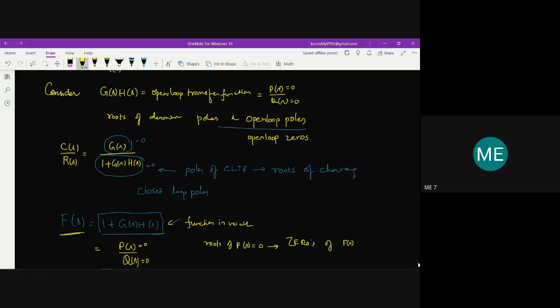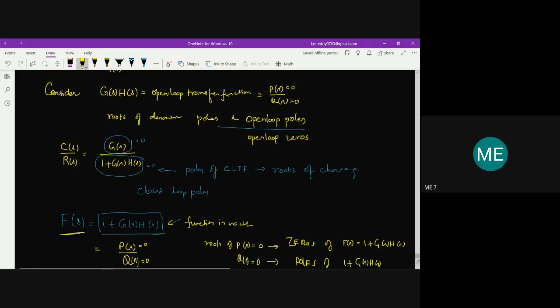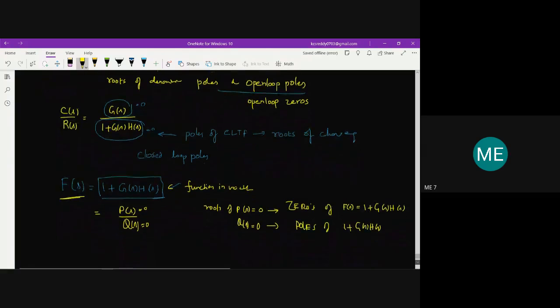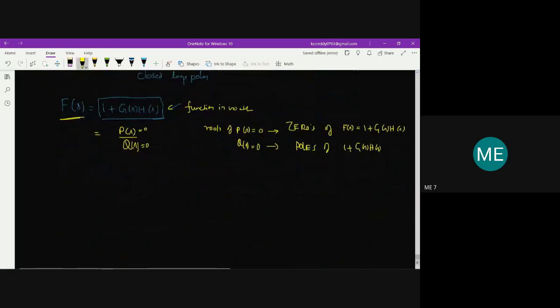The function F(s) means what? 1 plus G(s)H(s). Similarly, the roots of Q(s) equal to 0 we can say are the poles of the function F(s), that is poles of 1 plus G(s)H(s). Here this whole thing I have considered as a function F(s). 1 plus G(s)H(s) I have considered as F(s). It is not the equation, please keep it in mind.